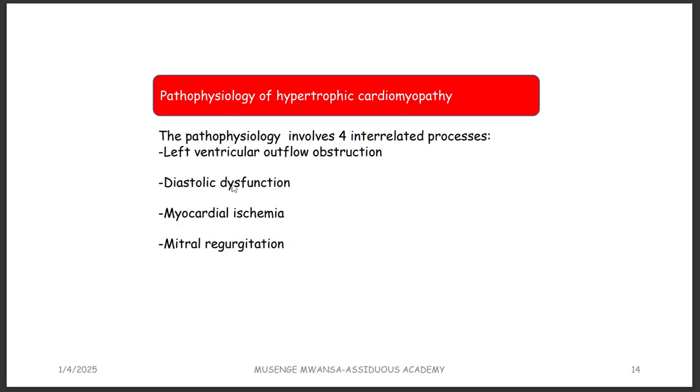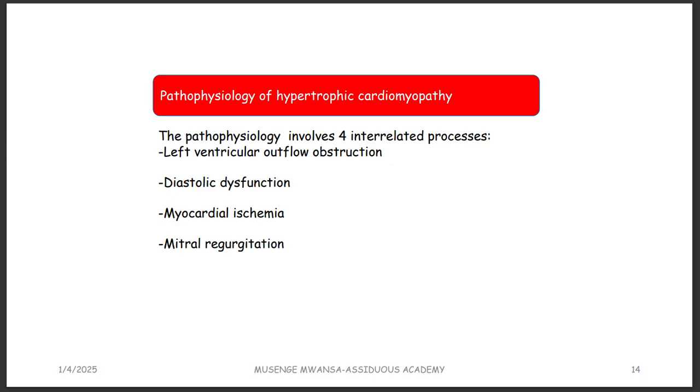How does it happen? What is the pathophysiology? You are going to have left ventricular outflow obstruction, diastolic dysfunction. Because of the obstruction, the ventricles have become small, so blood can't come into the ventricles. And because of that, blood can't be pumped to the rest of the body, including the heart itself. Why? The ventricles have become big.